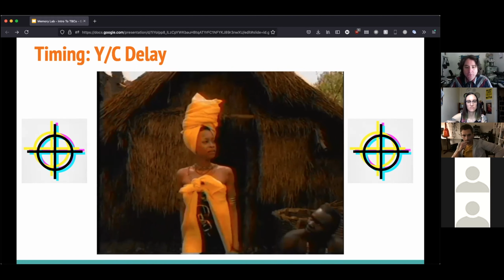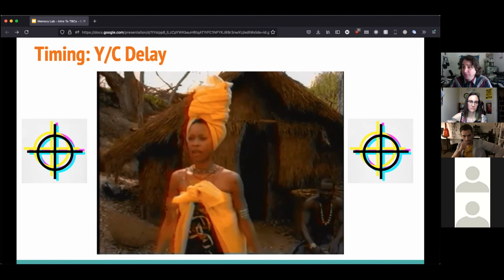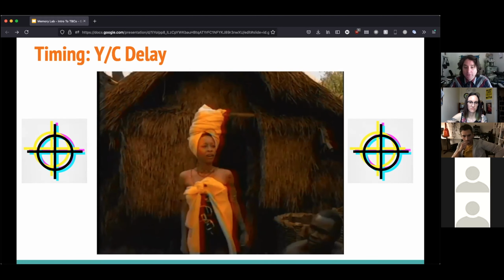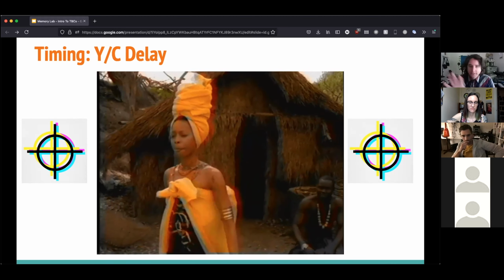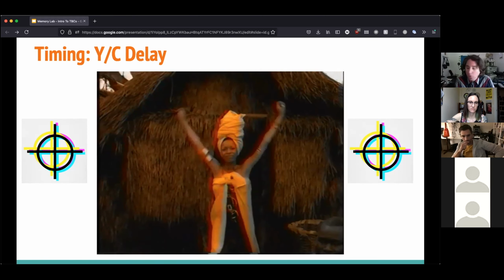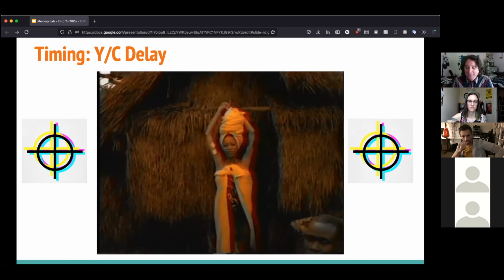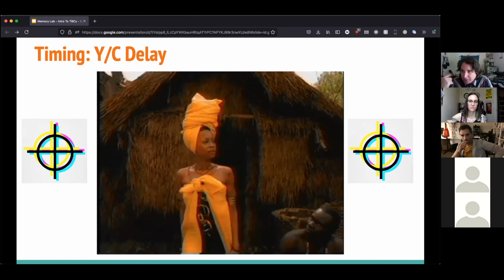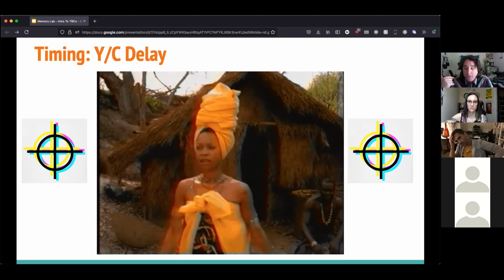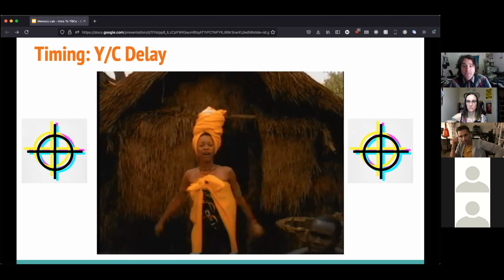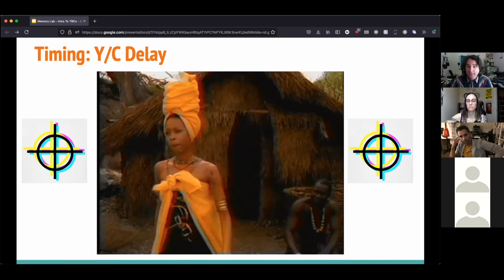Here's a little bit more of a cool example. The Erica Baidu tape is really great for this because you can see the colors on her outfit, and as I move the YC delay to the left and right, you see that glow that's around her. So if you ever find yourself having a tape that has this weird glow or halo around the people or bright colors, that can usually be fixed by adjusting the YC delay.